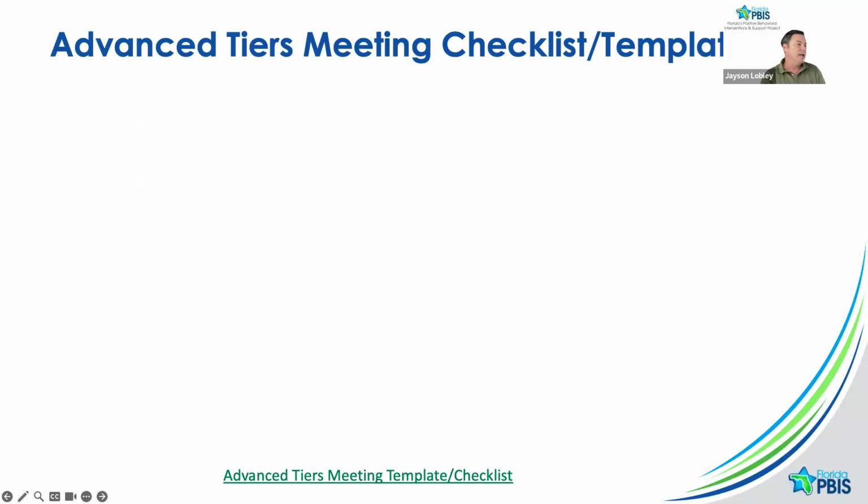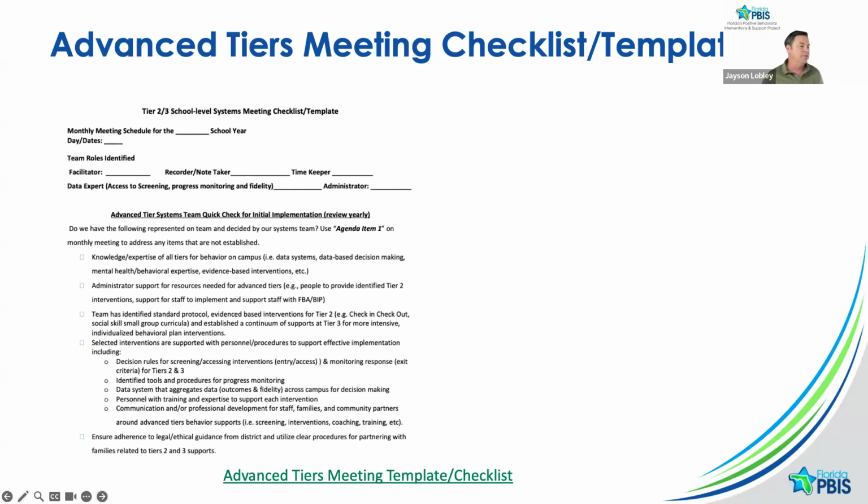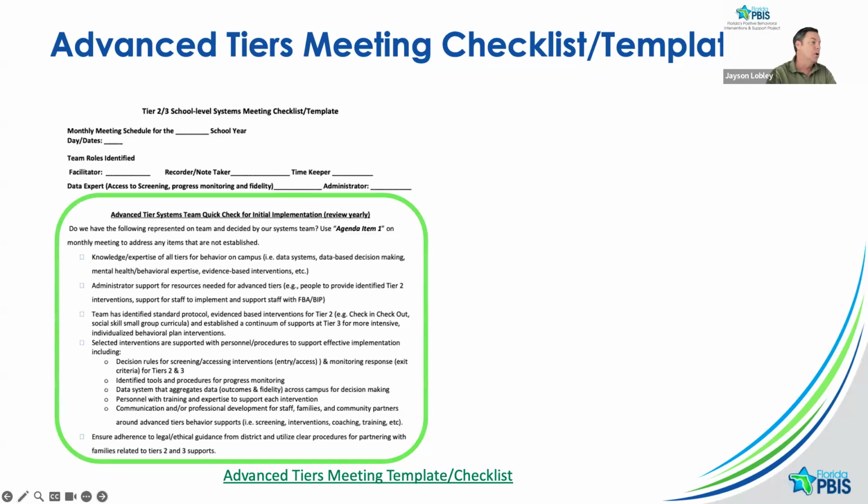All right, so we've got a neat checklist here. It's called the Advanced Tiers Meeting Template and Checklist, and this is a real nice tool to help your school teams really look at the systemic aspect of your supports at Tier 2 or 3. So this first page here, you have a few checkpoints of some of the things that will be helpful in making sure that you've got that infrastructure built for your Tier 2 team.